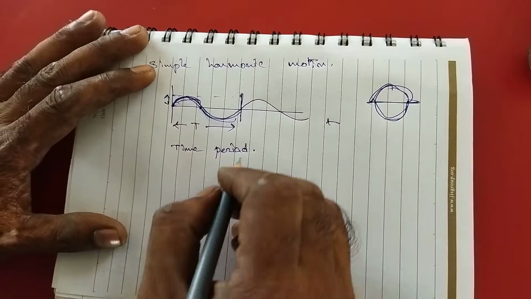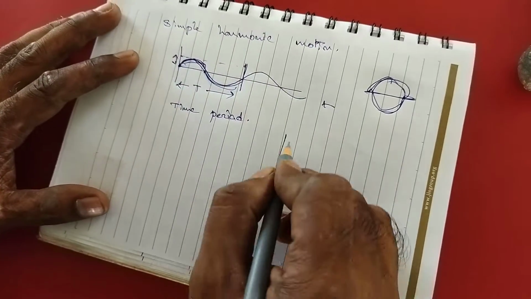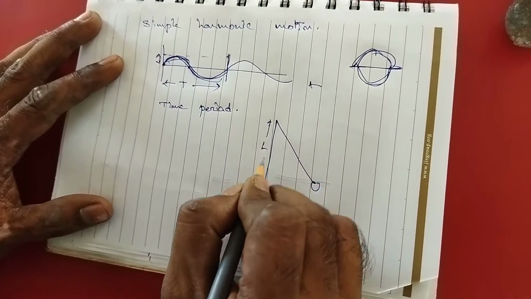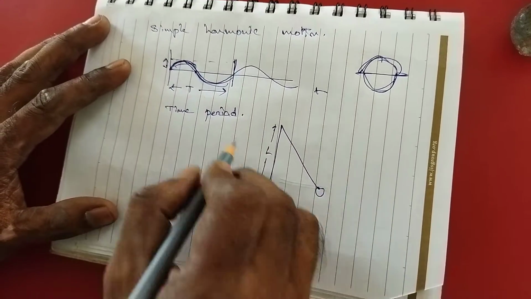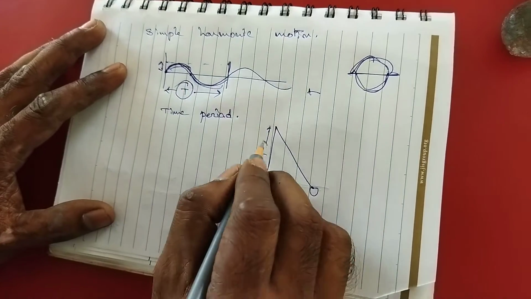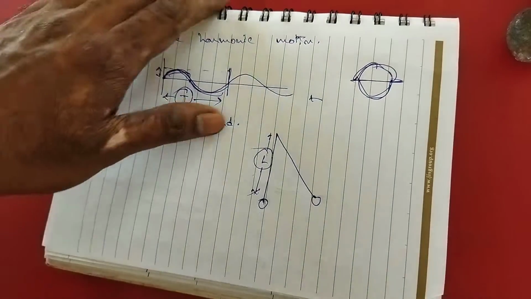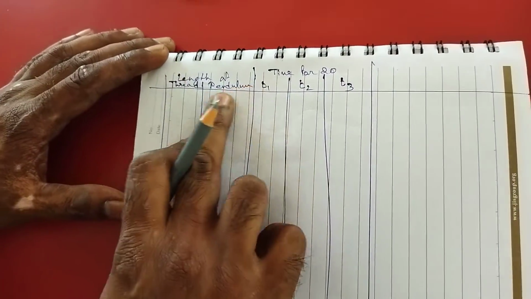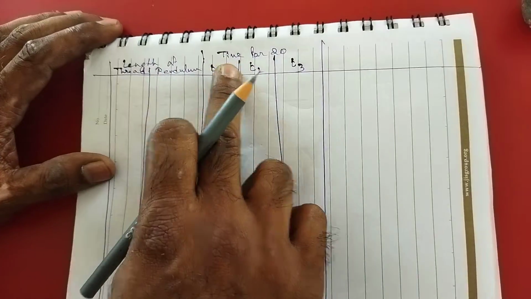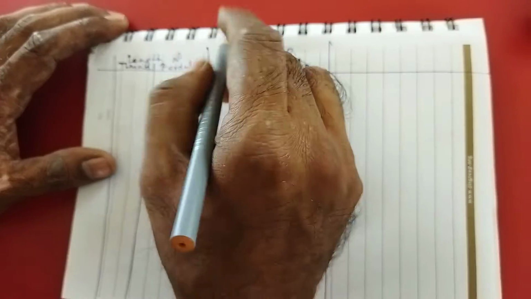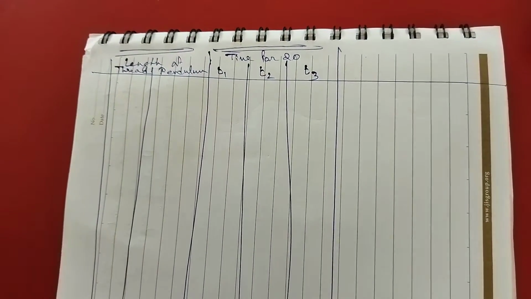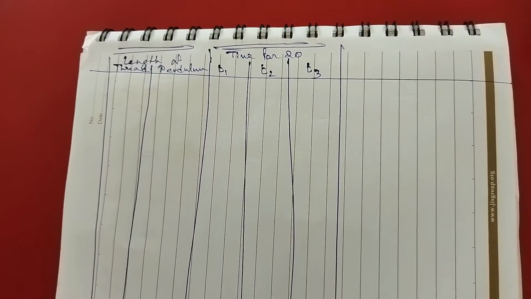Now what are we going to do? Suppose this is the pendulum and this is the length of that pendulum. We are going to plot this time period versus the length of the pendulum. For that we need a table for collecting the data. Here is my table: the length of the pendulum, and the second is the time period.